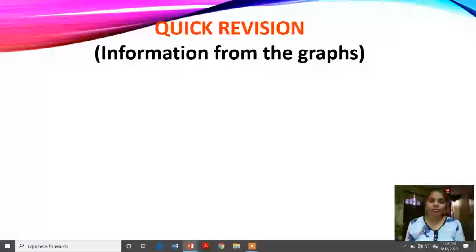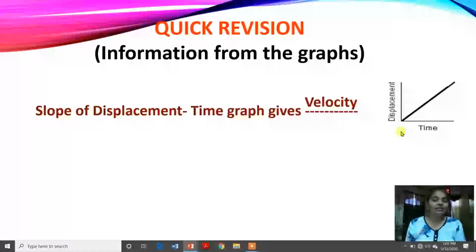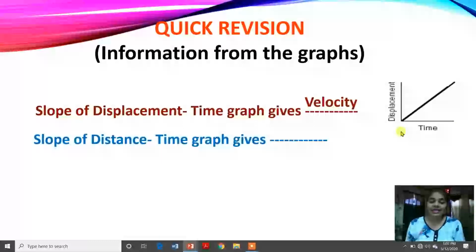Let's see what information we have got from the graphs. Yes, slope of displacement time graph gives us, what does it give us? Remember displacement time graph? Along y-axis it is displacement, along x-axis it is time. And what does its slope give us? Yes, velocity. But if it is distance time graph, then the slope will give us, yes, speed.